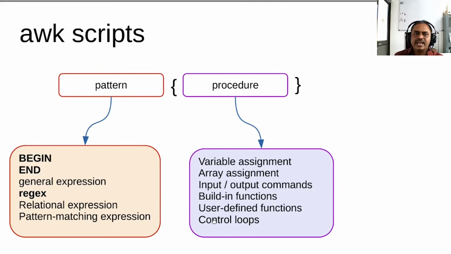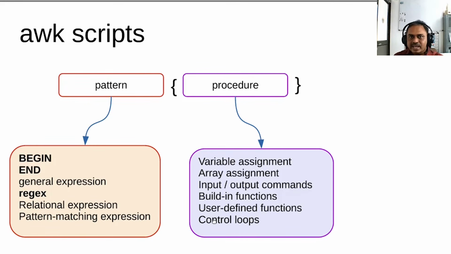So here is a way by which the execution of awk scripts will be happening. Every block would have a pattern and then a procedure containing the code and enclosed by the braces. The pattern can be keywords like BEGIN or END, as we have seen just now. It could be any general expression, or it could be a regular expression, it could be a relational expression, or it could even be a pattern matching expression.